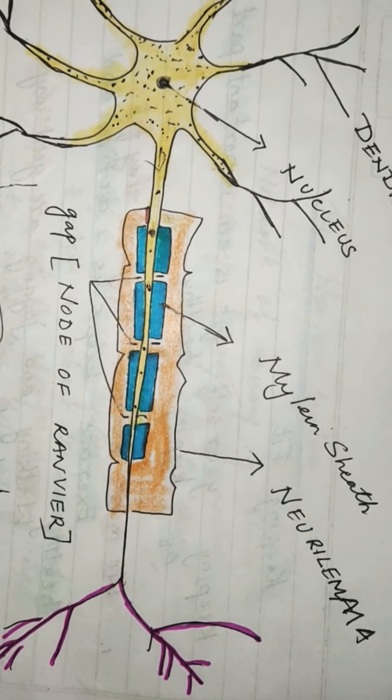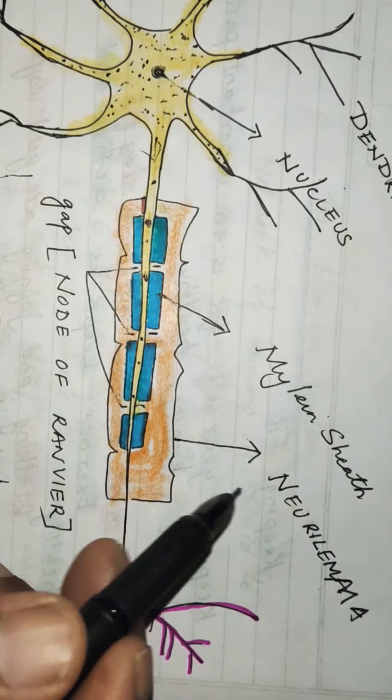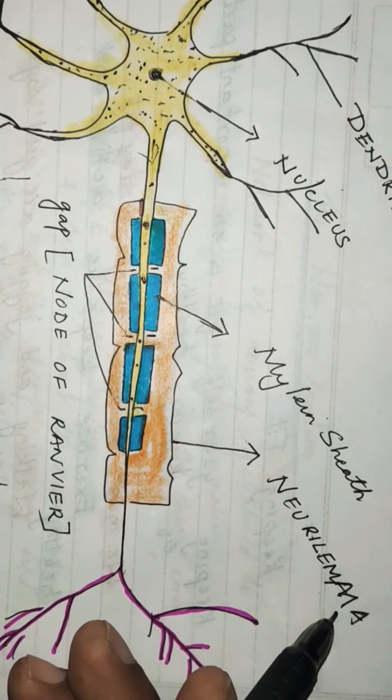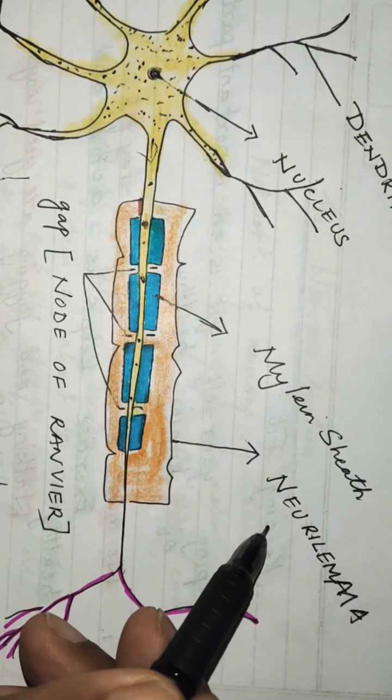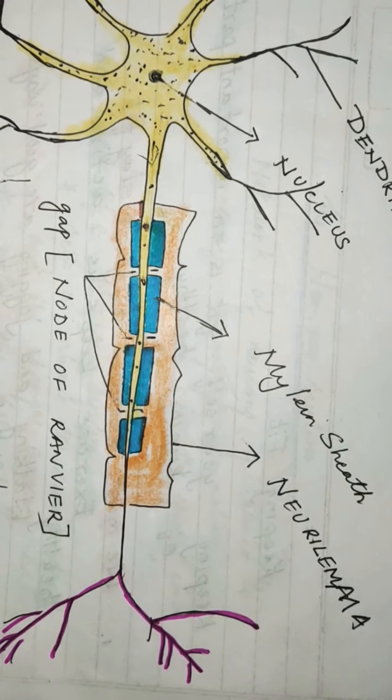Now first one is the outer covering. If you can see this, the outer covering of the axon is known as neurilemma, and if it's asked what the function is, it protects the axon.